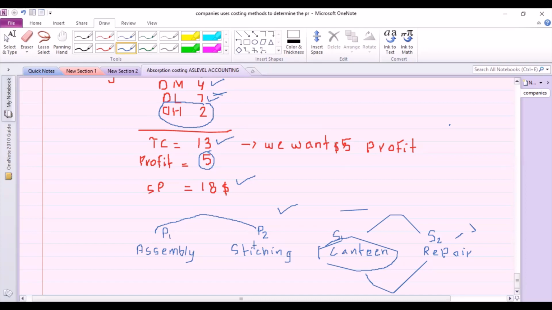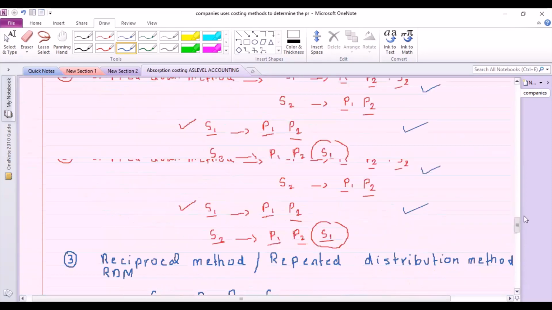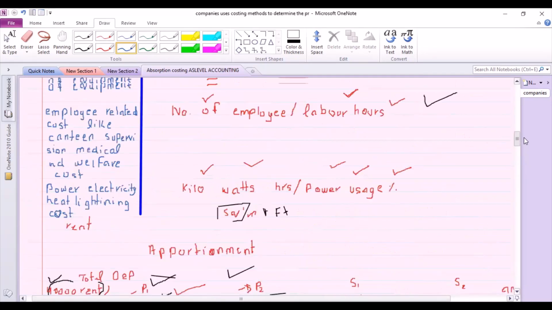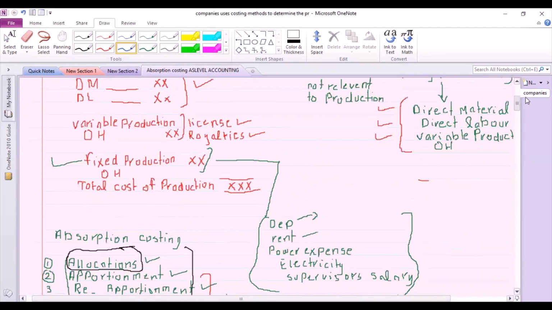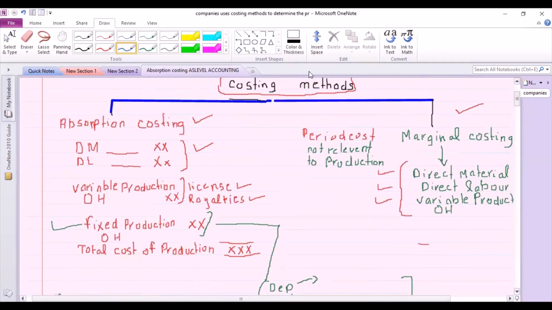Okay, so I want to give you a summary of it. We have two costing methods. Number one is absorption costing and number two is marginal costing. Marginal costing says that only the direct material, direct labor and variable production overheads are considered.